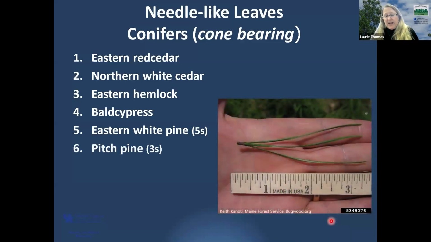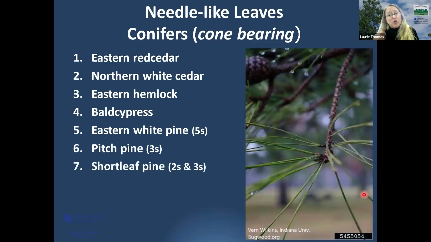And then another pine that we have in the state is pitch pine. This is a forest pine. This is not one we plant a whole lot in, like, a subdivision or something, but this is one we'll find out in the forest. And it has needles in groups of 3s, and they're usually about 3 inches long, and can be easily confused with shortleaf pine.